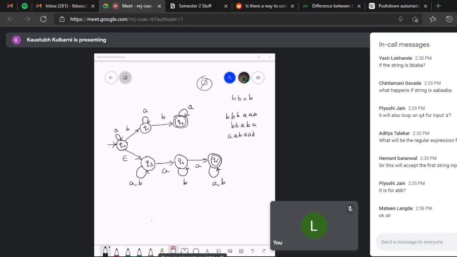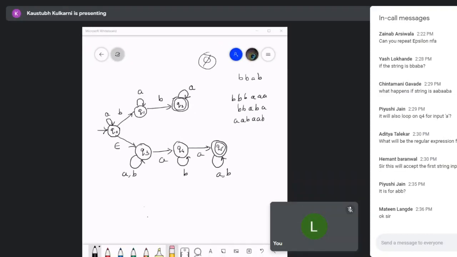Hello, sir. Yes. What will be the regular expression for this? Okay. Wait a minute. Tutorial 4. Okay, this question is okay. Tutorial 4, question 4. Okay. Then tutorial 5, question 1D was something different. Okay, this is the regular expression. Okay, fine. Yes. Regular expression for this will be.